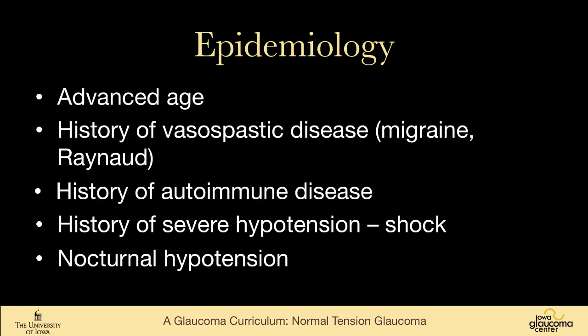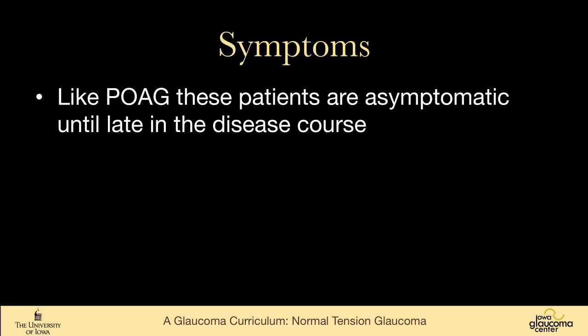There are a lot of things that are associated with normal tension glaucoma: advanced age, history of vasospastic disease such as migraine headache history or Raynaud phenomenon. Some people describe an autoimmune association. Patients can have a history of severe hypotension or shock, and nocturnal hypotension from perhaps being over-medicated for systemic blood pressure issues. We'll go through this a little bit more.